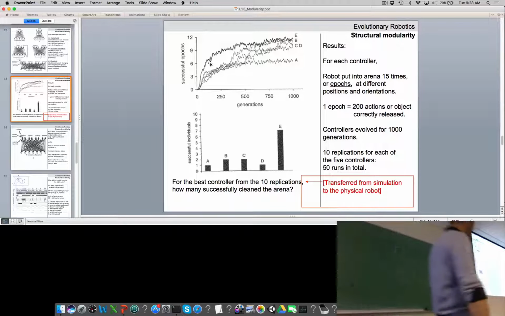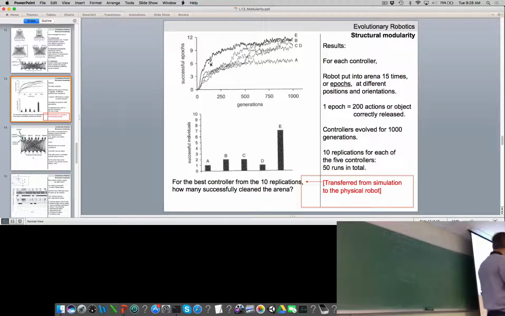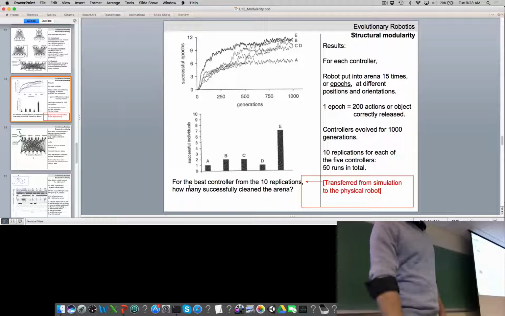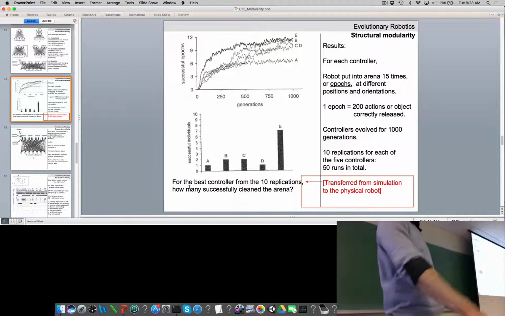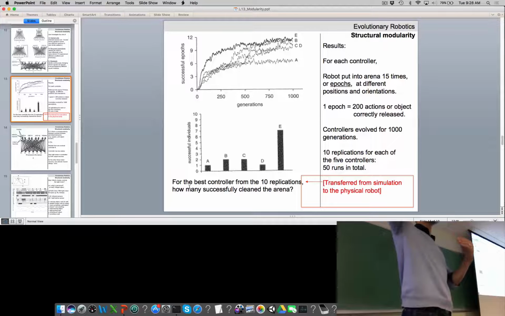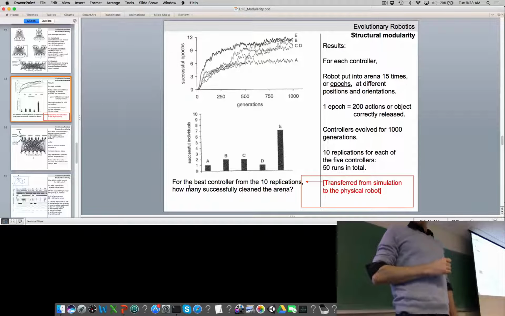Okay, so the lower plot is just a different way of looking at this. The successful individuals. So remember they did 10 replications of each of these 5 networks. And at the end of each of these evolutionary runs, they asked the question, did the best individual in the population, was it successful or not? So successful meaning, did it successfully clean the arena? Did it get all of the cubes out of the arena or not?